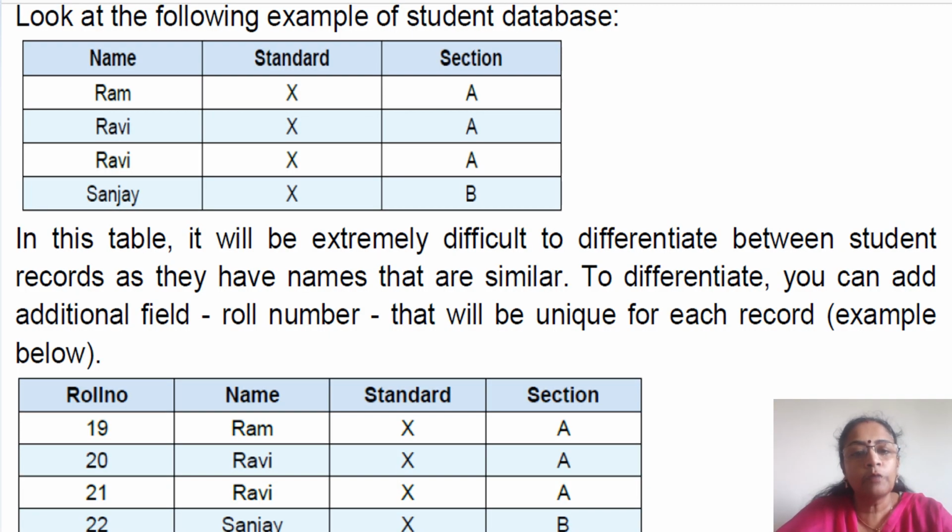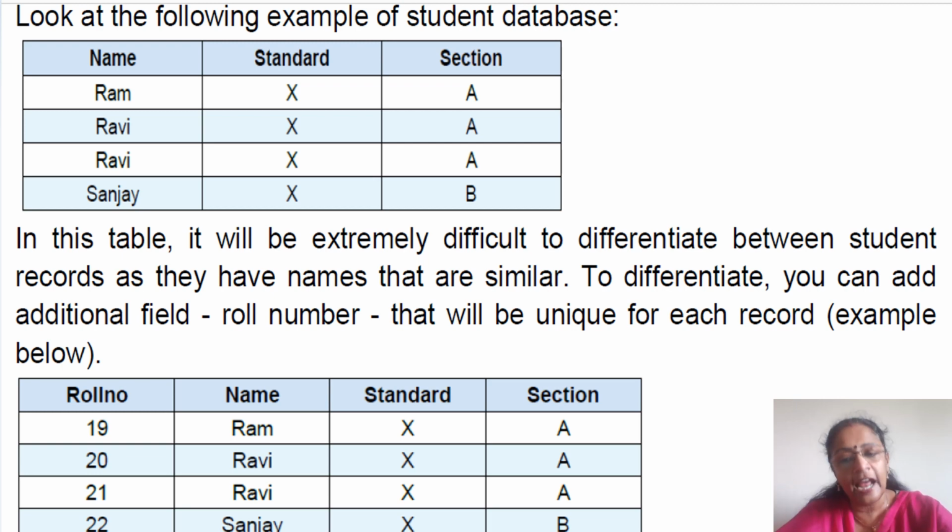Now continuing with what I already explained to you, have a look at this particular first table. In that we have three fields: name, standard and section. Under name, you will realize that there are names called Ram, Ravi and Sanjay. Ravi is in standard 10th, A division, and the second Ravi is again in standard 10th, A division. So in this table, it becomes extremely difficult to differentiate between the two students who have similar names. There are two Ravis in the same class.